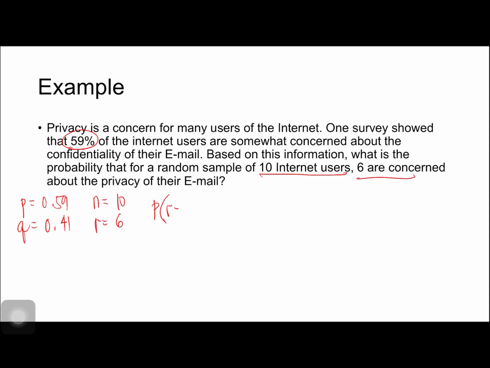So for P of R equals 6, that is equal to 10C6 times 0.59 raised to 6 times 0.41 raised to 10 minus 6, which is 4. So that is 10C6 times 0.59 raised to 6 times 0.41 raised to 4. We have about 0.25.